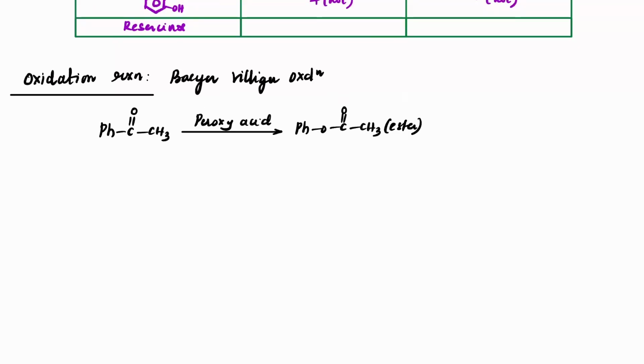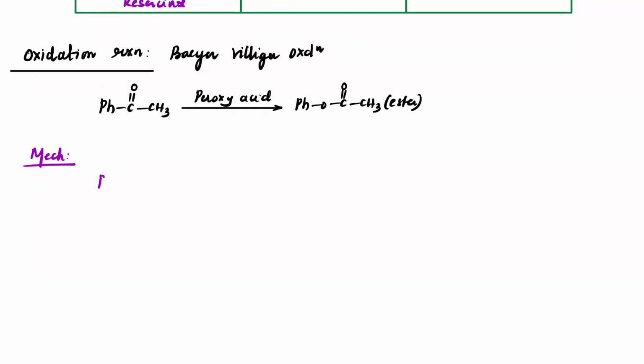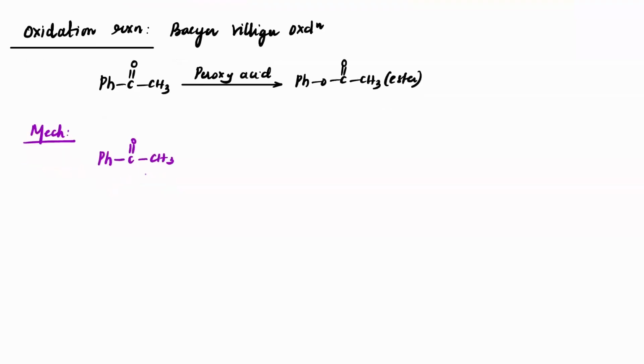So how does the mechanism work? What is the reaction here? Let me show you the mechanism. Suppose you have Ph C double bond O CH3, and you have HOO C double bond O CH3. This is a peroxy acid, some peroxy acid you can take. And let's say this is an isotopic oxygen, I'll write this as oxygen 18.